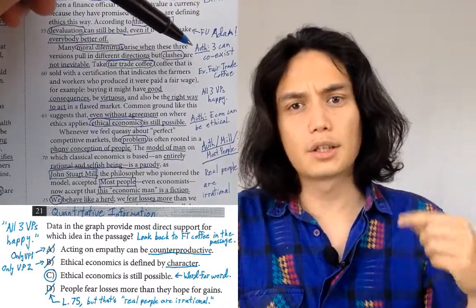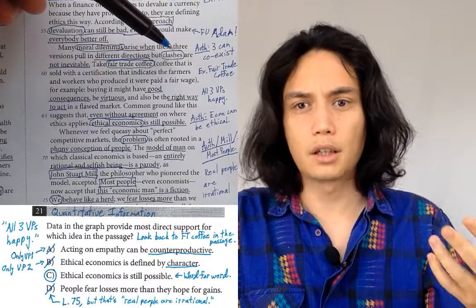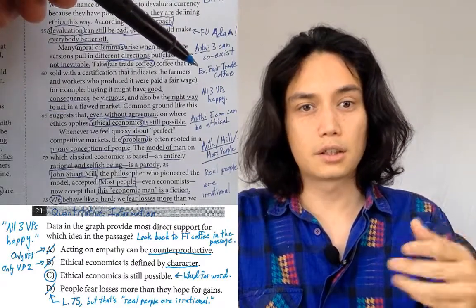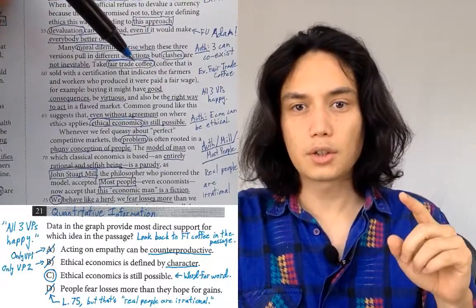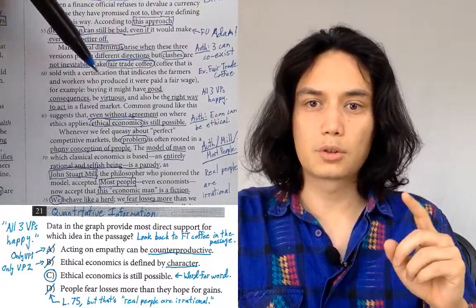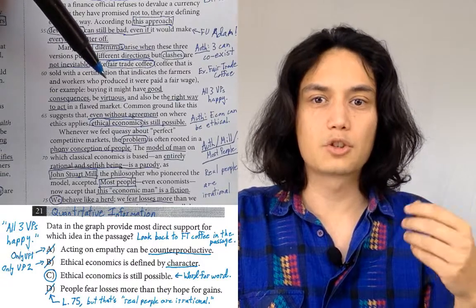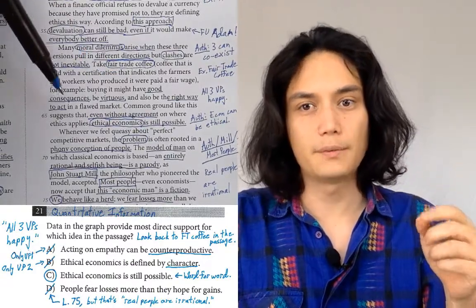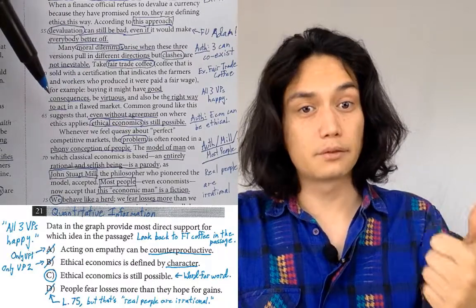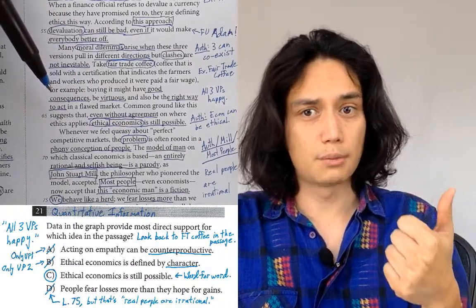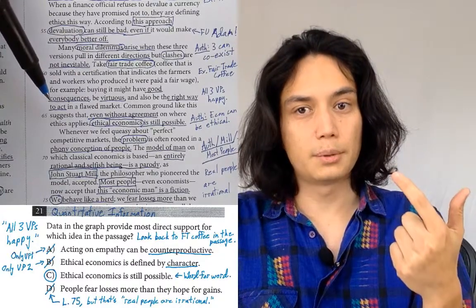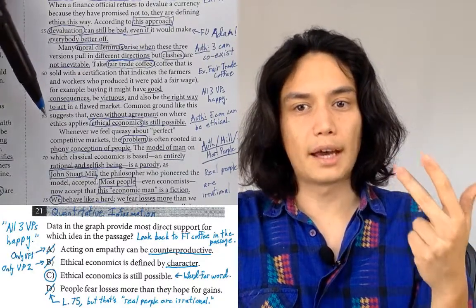And here the author is saying that these three viewpoints can coexist. Clashes aren't inevitable. And he gives the example of fair trade coffee to sort of demonstrate this. Fair trade coffee is coffee that is sold with a certification that indicates the farmers and workers who produced it were paid a fair wage. Take this, for example. Buying it might have good consequences. This is Adam Smith is happy. It might be virtuous, so that's Aristotle also happy. And it might also be the right way to act in a flawed market.